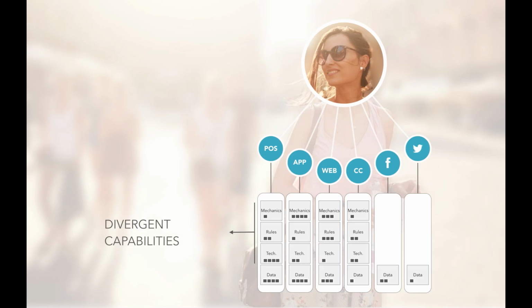But through all this, what basically is happening is that you have divergent capabilities in all these touch points. Probably all these touch points are using different technologies. The mobile application is using a PHP backend, and the web is using a Java backend, and different databases. The data models are not compatible, so I don't have a holistic view of the consumer through all the touch points, and I have different mechanics and different rules implemented in all these touch points, and therefore my capabilities are not the same.